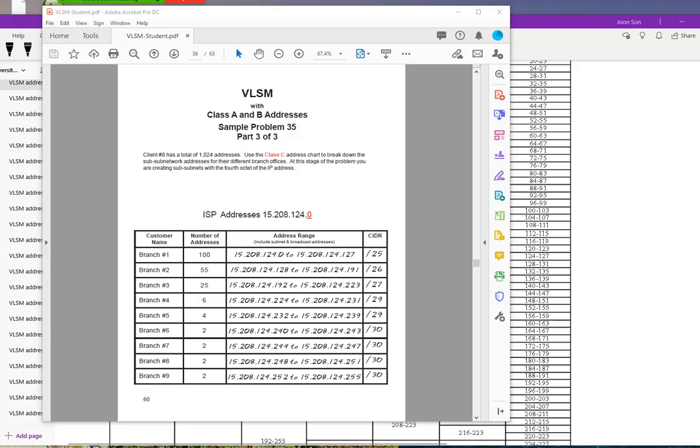Okay, now let's do part 3 of 3. So now, if you look at client 8, it has a total of 1024 addresses. Use the class C chart to break down sub network addresses for their different branch offices. At this stage of the problem, you are creating subnets with the 4th octet of the IP address, right?